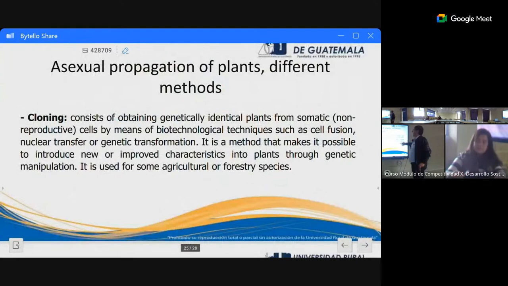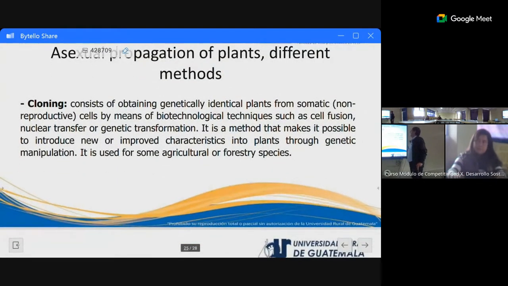Cloning consists of obtaining genetically identical plants from somatic, non-reproductive cells by means of biotechnological techniques such as cell fusion, nuclear transfer, or genetic transformation. It is a method that makes it possible to introduce new or improved characteristics in plants through genetic manipulation, and it is used for some agricultural or forestry species.